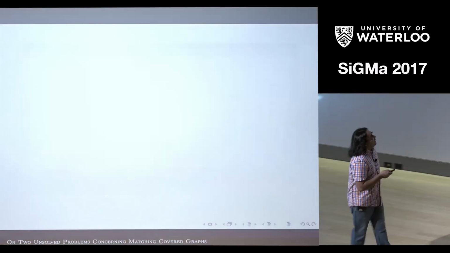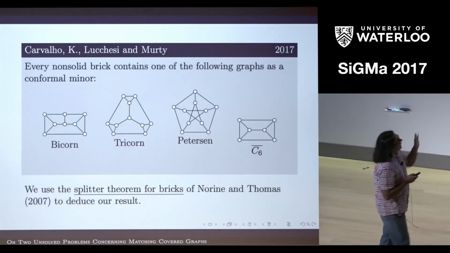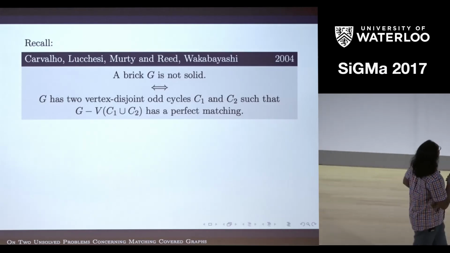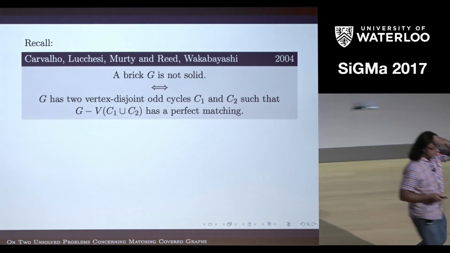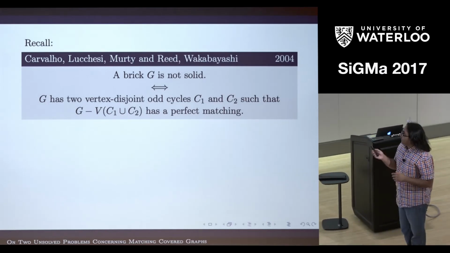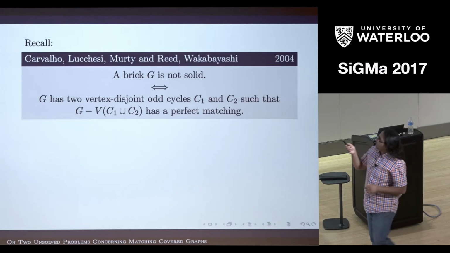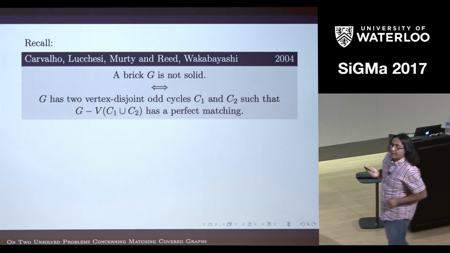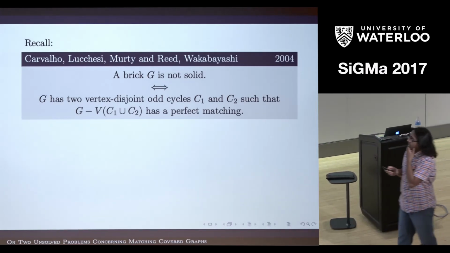Okay. So now that we know about this, let me tell you a few more interesting things and state some conjectures. Well, just one conjecture, and end with open problems. So let's go back to the result of Reed and Wakabayashi. It gives a co-NP characterization for solid bricks, right?